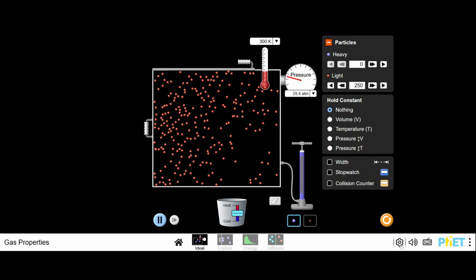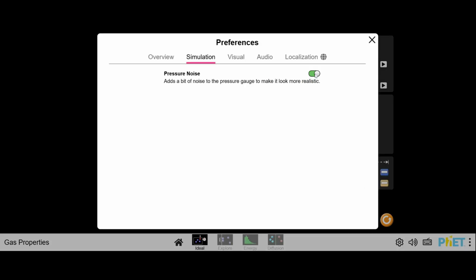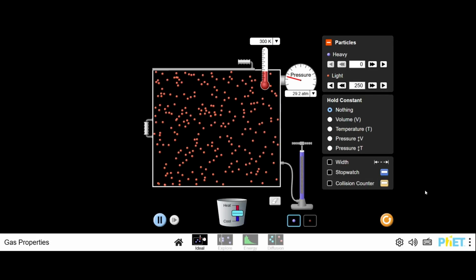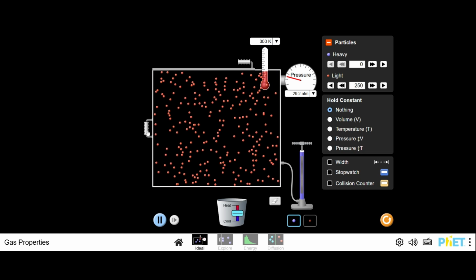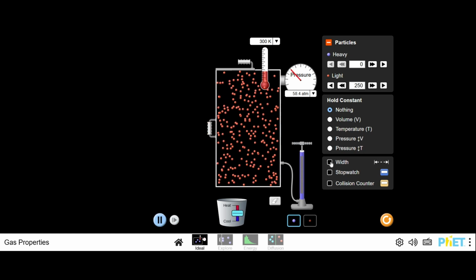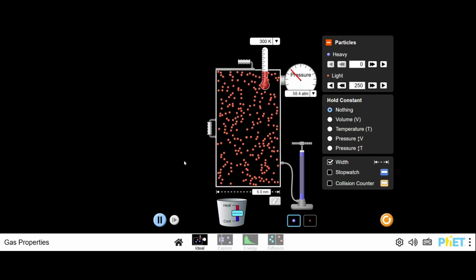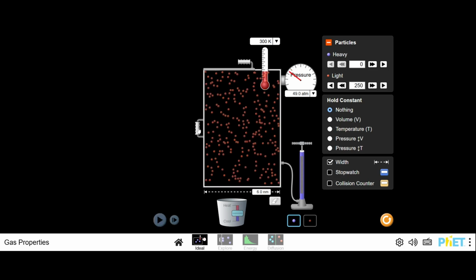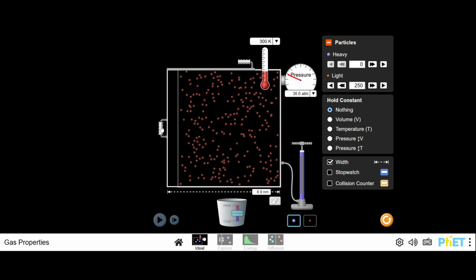For example, we can discover the relationship between volume and pressure, but before I do, I'm going to turn the fluctuations on the pressure gauge off and make the box as small as possible. The width of the box is 5 nanometers, and the pressure is currently 58.4 atmospheres. I will record the pressure for every 1 nanometer increase in width.